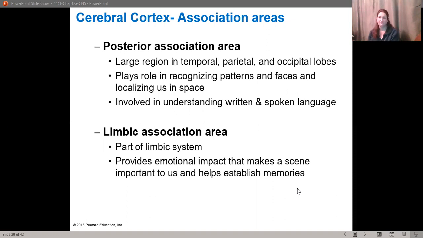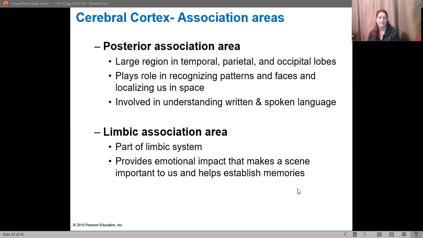But for language, really think of Broca's area. For posterior association area, keep focused on recognizing patterns and localizing us in our general area, or knowing where to go if we're trying to get somewhere.